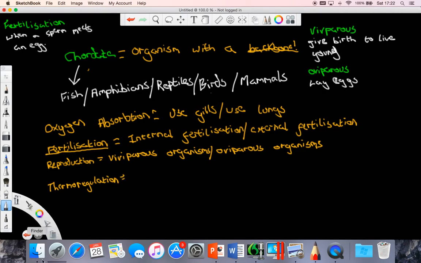Okay? Now, thermoregulation, as the name probably suggests, is the way that they regulate or keep control of their heat. Thermo means heat, regulate means to manage, to keep, to control. Now, again, another key word, you have organisms that are said to be homeotherms and other organisms that are said to be poikilotherms.